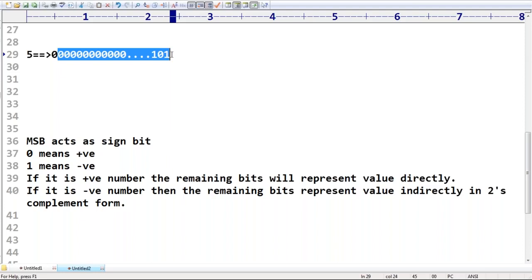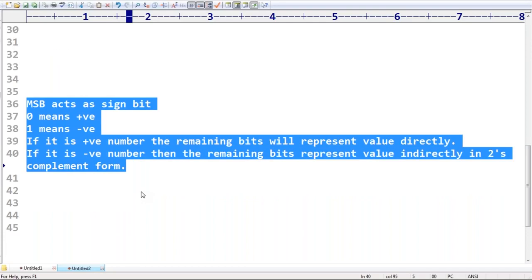For that, if you can add 1, then automatically it will become 2's complement. Remember that, okay? This knowledge, at minimum, you people should be aware of. Sir, let me repeat once again.